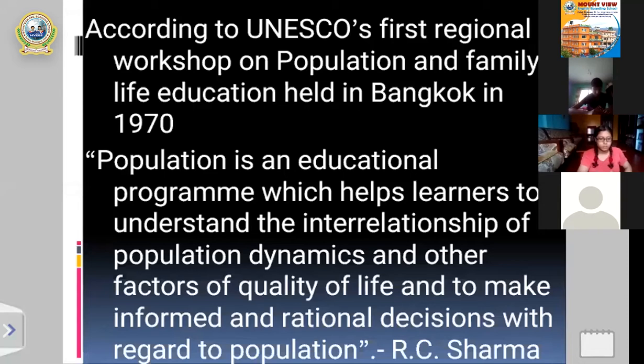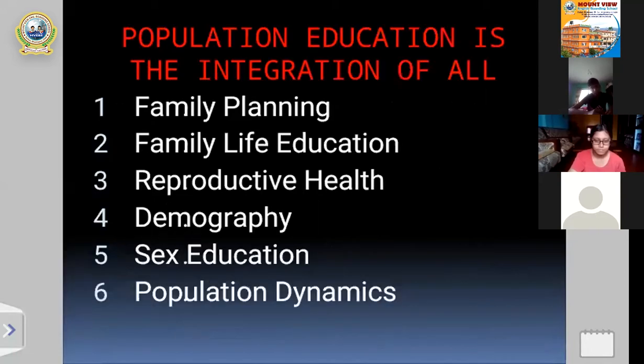My dear students, once again, I have already informed you that we can define population education in different ways. In a simple way also we can define it, but different scholars, different economics professors have different views. So according to different views, we can define it in different ways as well. All right. Okay.